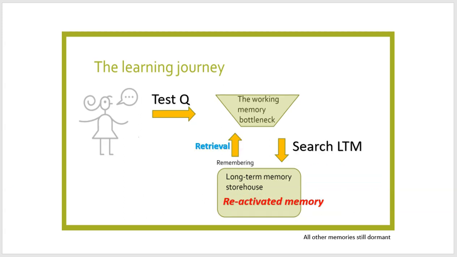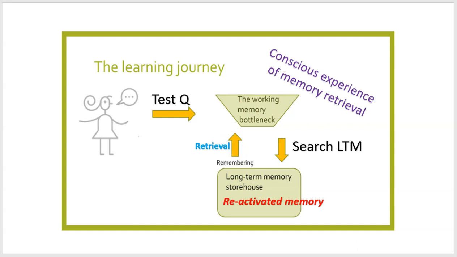Now, when it comes time for the test or the quiz, what we're attempting to do is to reactivate the memory traces for the information. So the test question will be processed by the working memory system, and then we're going to search our long-term system to hopefully reactivate those very memory traces that are storing the information. And if we successfully reactivate those memory traces, load it up into the working memory system, then we'll have the conscious experience of retrieving the information, and we can answer the test question.